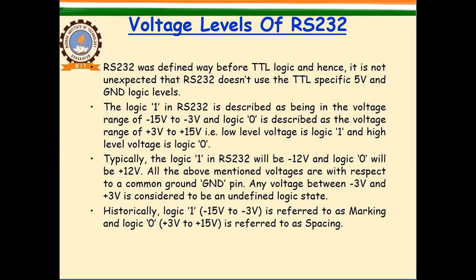Historically, logic 1 is referred to as marking and logic 0 is referred to as spacing. So historically, when the transmission of data takes place, logic 1 is referred to as the marking signal and logic 0 is referred to as the spacing signal. So these are the electrical characteristics of RS232.